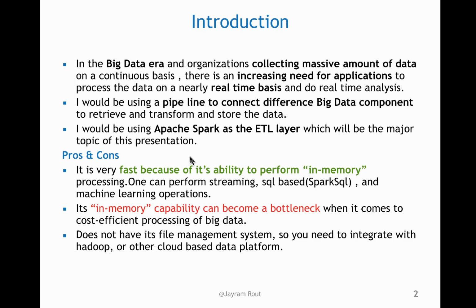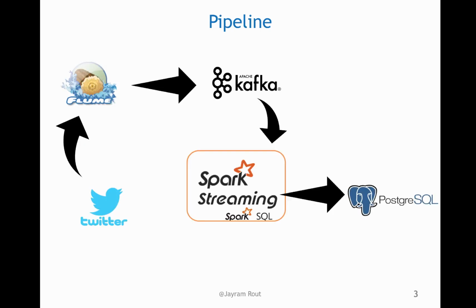There are pros and cons to using Apache Spark. It's very fast because of its ability to perform in-memory processing. It also has drawbacks: in-memory capabilities can become a bottleneck when it comes to cost-efficient processing of big data. It does not have its own file management system, so you need to integrate with Hadoop or another cloud-based data platform. This is the pipeline which I would be following.